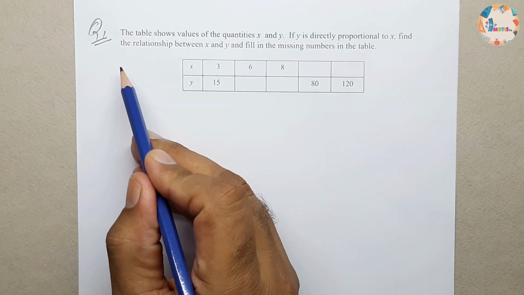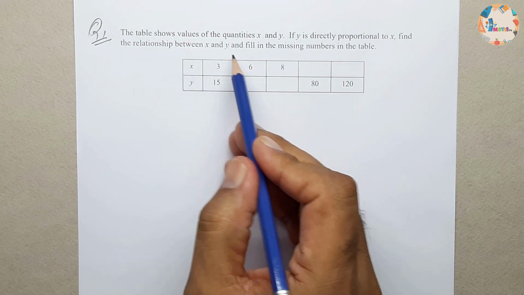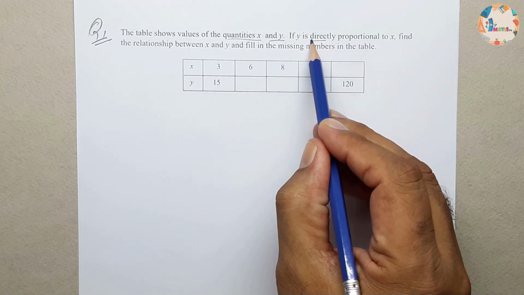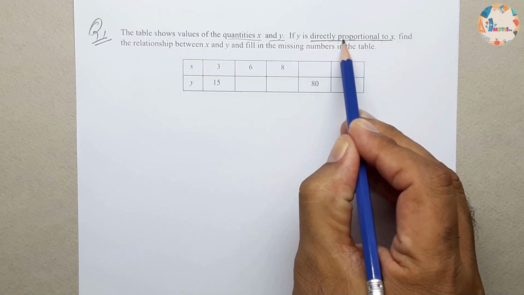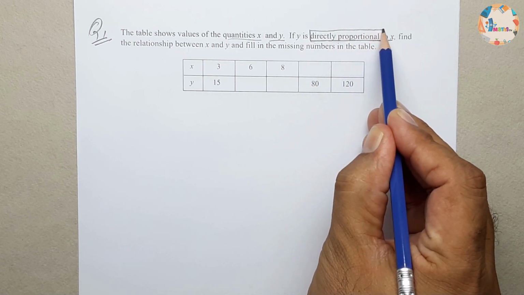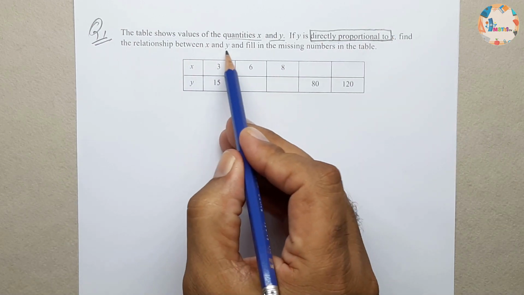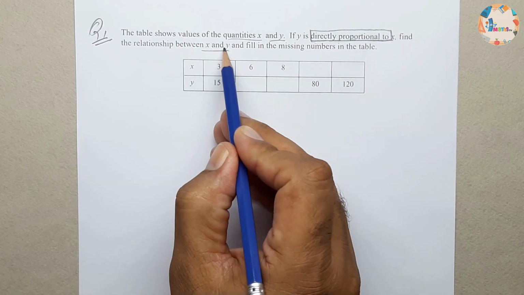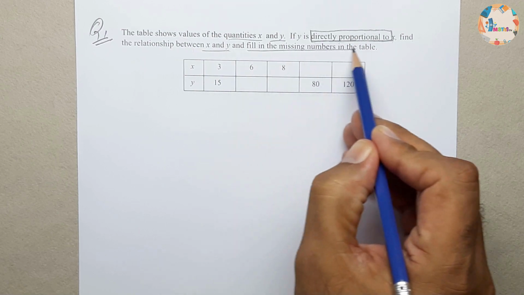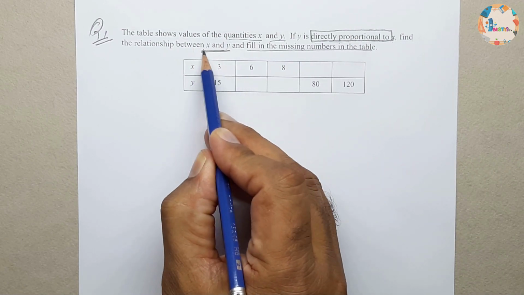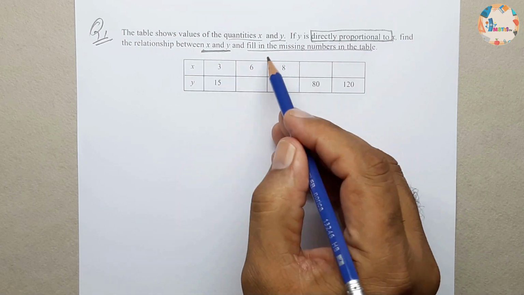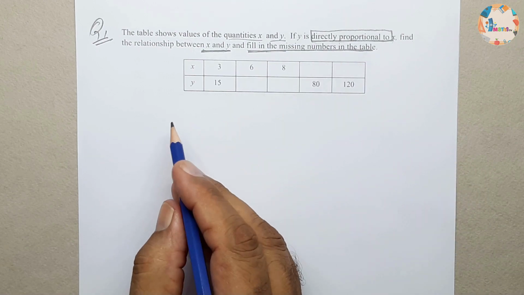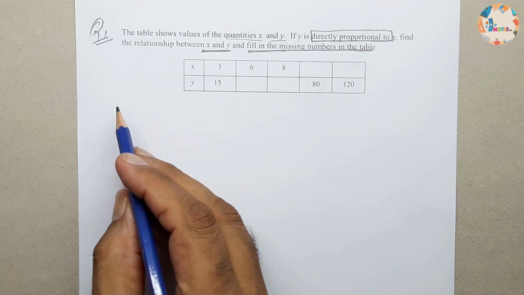This is question 1, which we have taken as a sample for explanation. The table shows values of quantities x and y, if y is directly proportional to x. In this question they have directly given the statement of direct proportionality. Find the relationship between x and y, which means they require the equation between x and y, and fill in the table. So there are two things to find. First, we have to find this relationship, which will have separate marks, and then use that relationship to fill in the table as well. So first of all, the relationship: x is directly proportional to y.